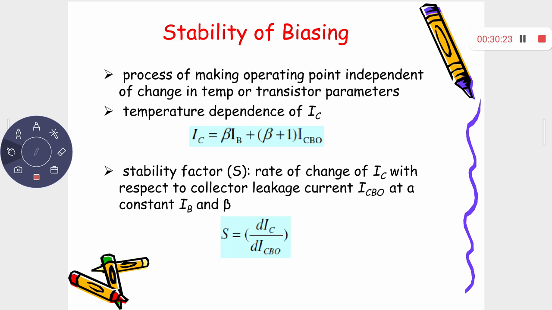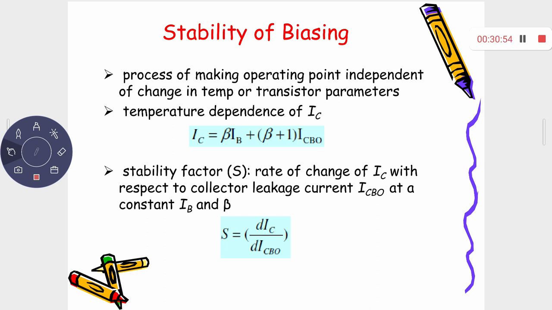So its temperature dependence is there. Moreover, you understand that IC itself is also a function of temperature, because if you derive IC, it is beta IB plus (1 plus beta) times ICBO, that leakage current. Hopefully, you have studied this in your basic electronics course. I should expect that del IC by del ICBO, the stability factor, will indicate the variation of IC with this leakage current.